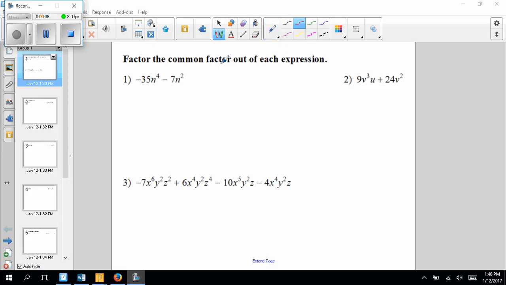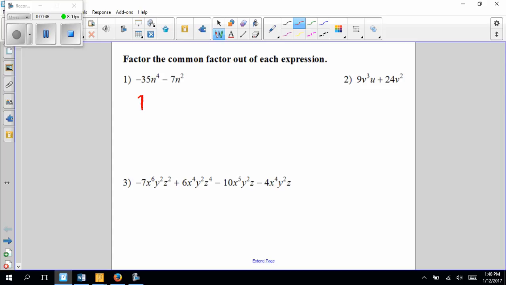So here we go. Question number one is just factoring. The very first thing you have to remember about factoring, and we really haven't talked about this at all, is anytime that your first term, so this term right here, is a negative, we're always going to make sure that we factor out a negative as well. So in this case, I see the greatest factor between negative 35 and negative 7 is a 7. So I'm going to factor out a negative 7.